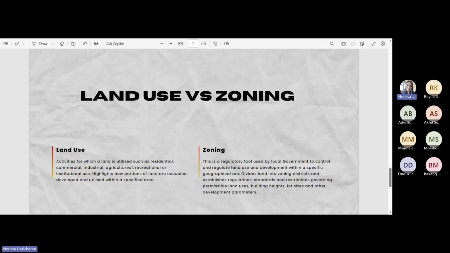Then we look at zoning. So zoning, from a regulation perspective, is one of the tools used by government to control and regulate the land use within a specific area.